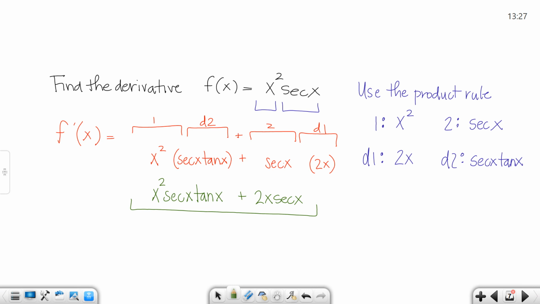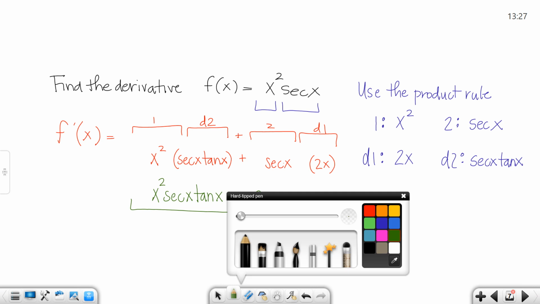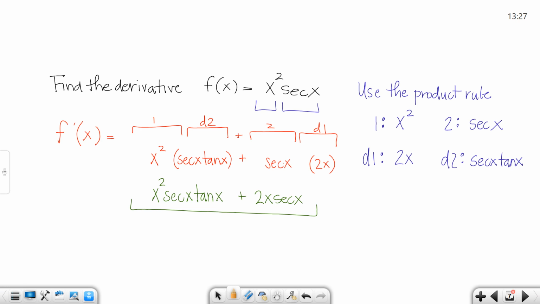So what we're going to do with this green value is we're going to go ahead and find our common factor, our greatest common factor, and factor that out. So I notice they both have an x and they both have a secant. So I'm going to take an x secant x out of both. This is just factoring. Take out your common factor. If I take an x secant x out of this first one, that leaves me with x tangent x. And if I take an x secant x out of the second one, that leaves me with 2. And so that is my answer.